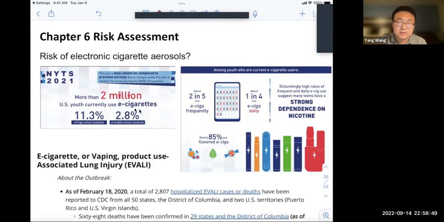For example, right now, among the youth who are currently using e-cigarettes, about 2 in 5 use them frequently, and about 1 in 4 use e-cigarettes daily. This disturbingly high rate of usage also suggests that there might be a dependence on nicotine, right? So basically, the younger generations are getting more and more dependent on these chemicals. Currently, around 85% of these e-cigarettes are flavored, so there are additives mixed into the liquid in the e-cigarettes.